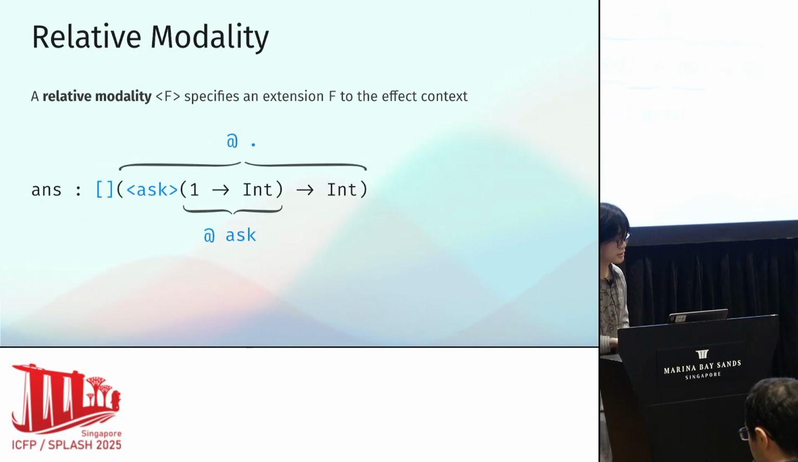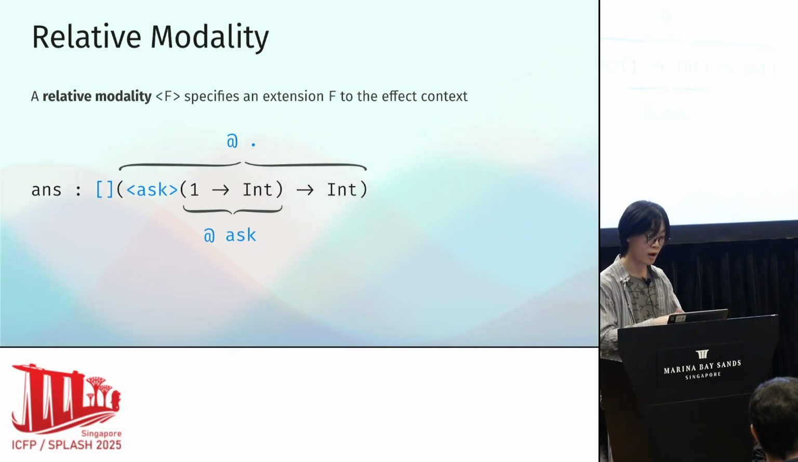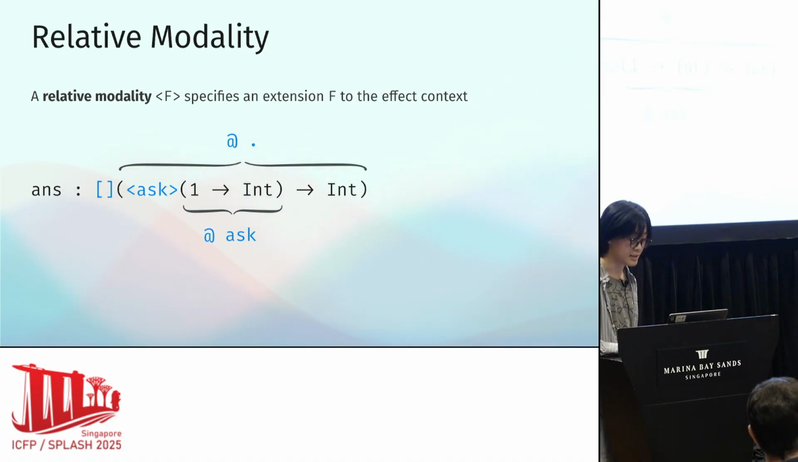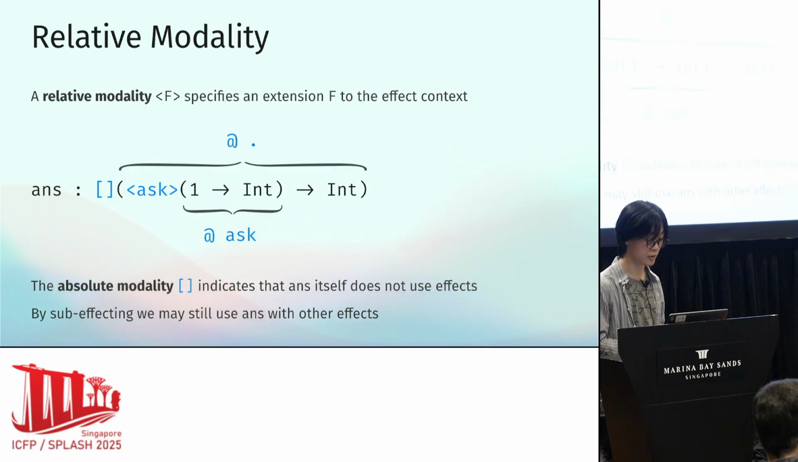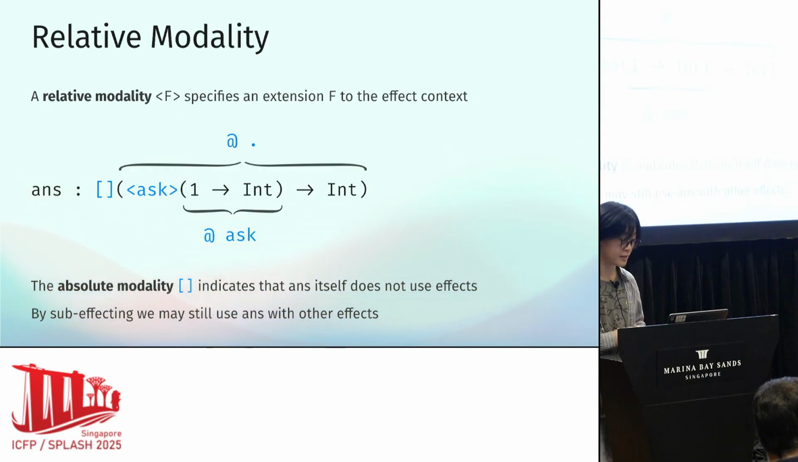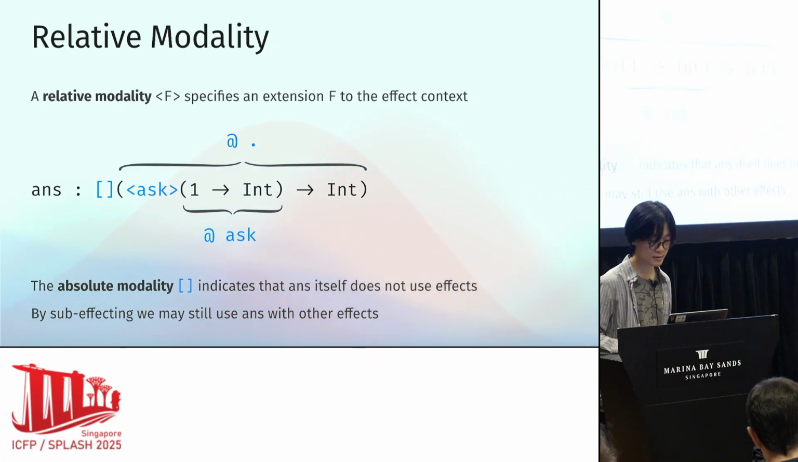And of course, ans itself is a pure function, it handles ask, but its definition does not use any actual effects. So we can also add this empty square bracket to keep the information that ans itself is pure. And by sub-effecting, we can apply ans to arbitrary effectful functions that might perform ask as well as some other effects.